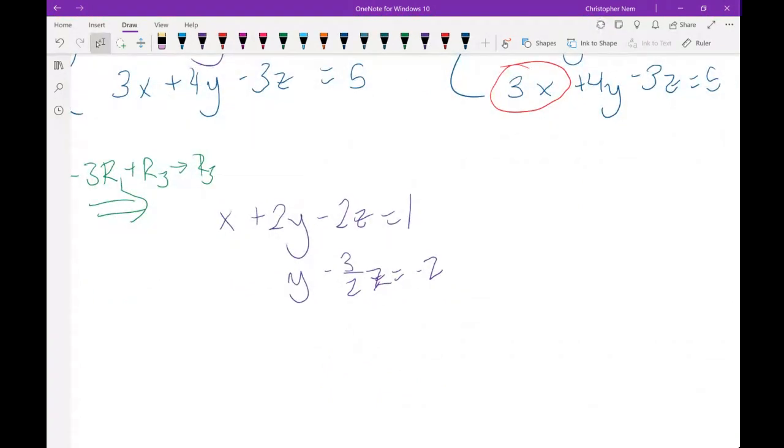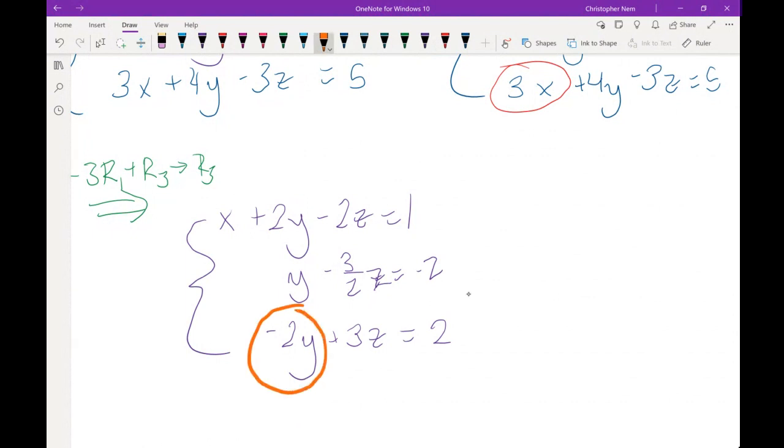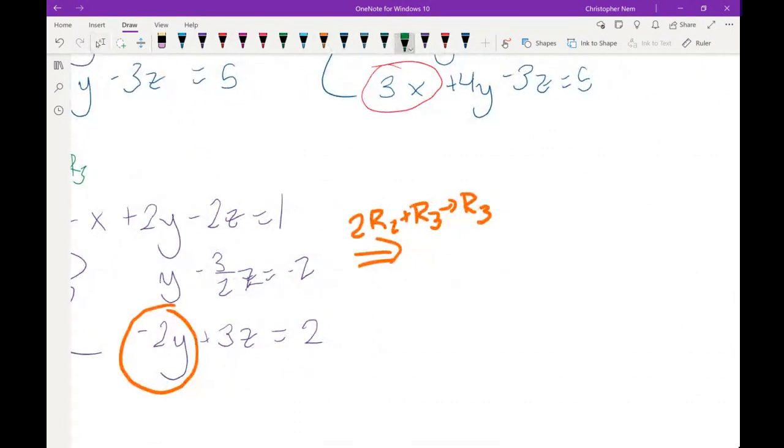multiplying this by -3: -6y, -6y plus 4y, that is going to be -2y, and then -3 times -2, that's positive 6z, so this becomes positive 3z equals -3 times 1, which is -3 plus 5, that's going to become 2. I need to get rid of the y term now, so I have to add, which means I have to do negative, or actually not even negative, I can do positive. I can do 2 times r2 plus r3. I'm going to send it to r3.